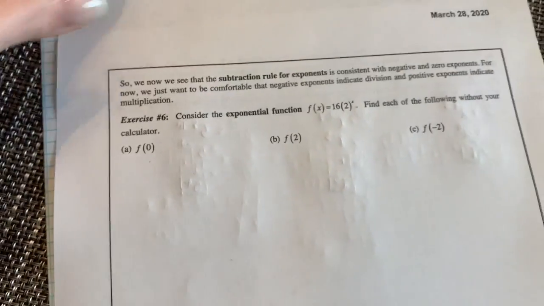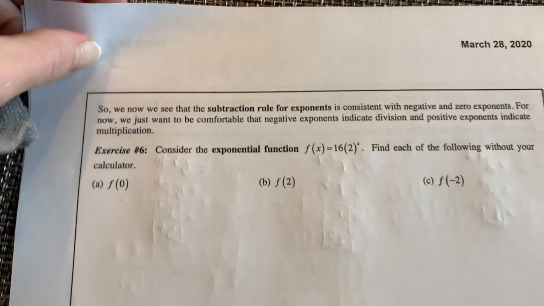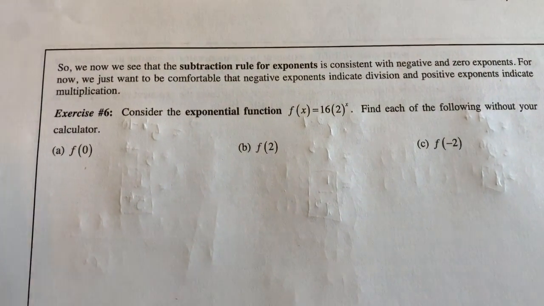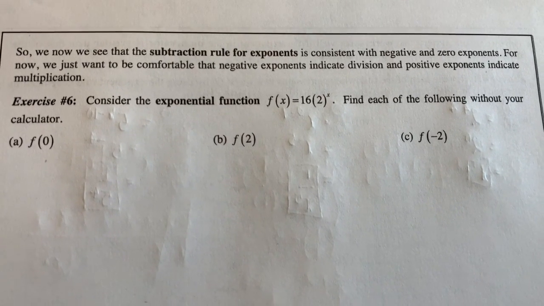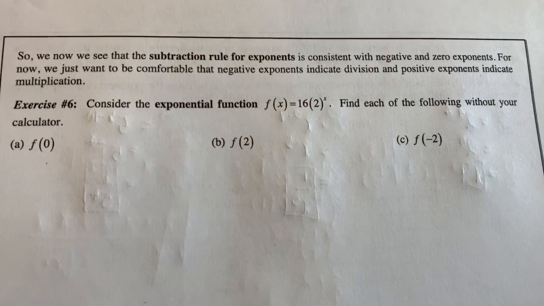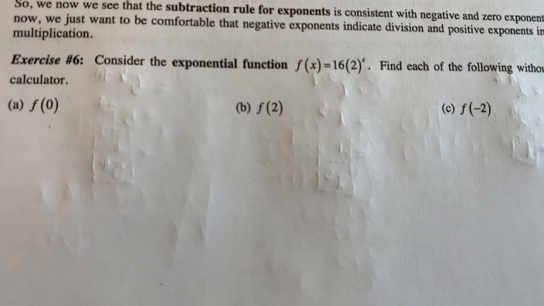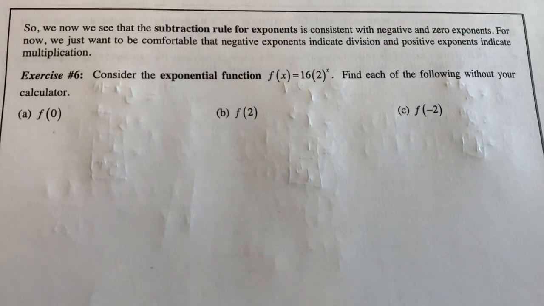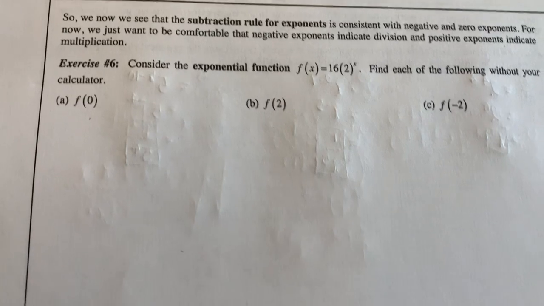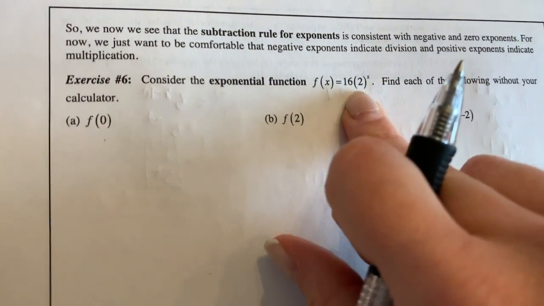Okay, so now that we see that the subtraction rule for exponents still works with negatives and 0 exponents, we just want to be comfortable that negative exponents indicate division and positive exponents indicate multiplication. So we're going to look at exercise 6 and this exponential function, and all we're going to do is plug them in and find our answers, but we're not using the calculator here, okay? So we're just plugging it in.